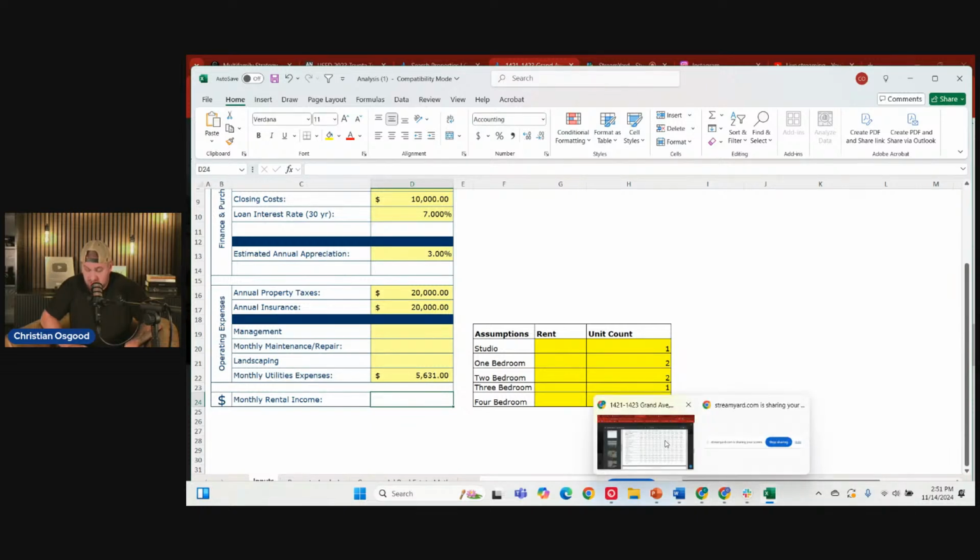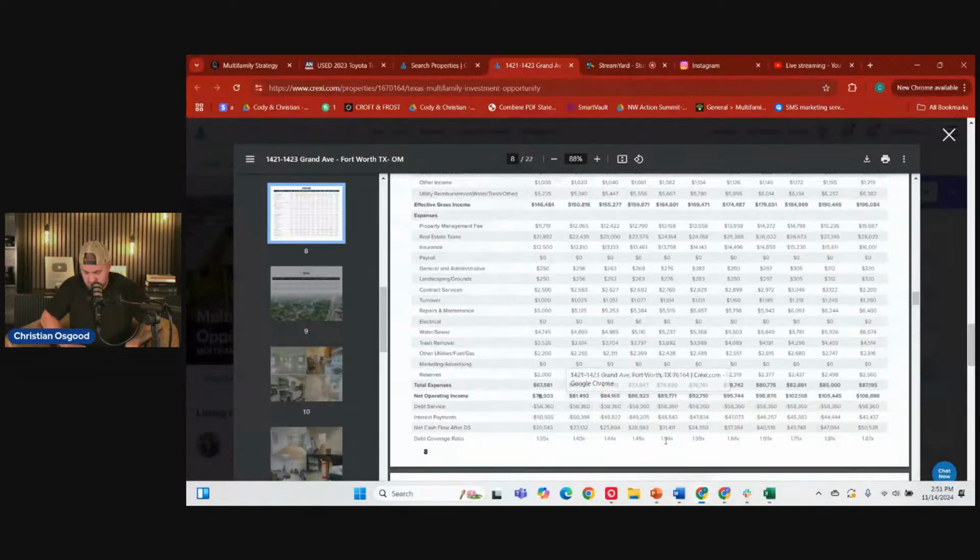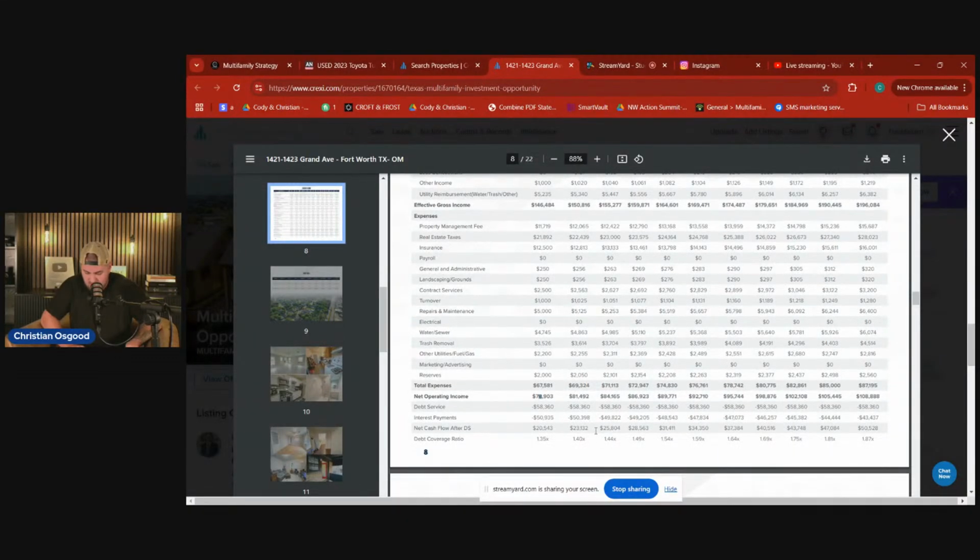We do this in multifamily strategy, by the way, all the time. This is what the mentorship's about: finding deals, funding deals, putting them together.